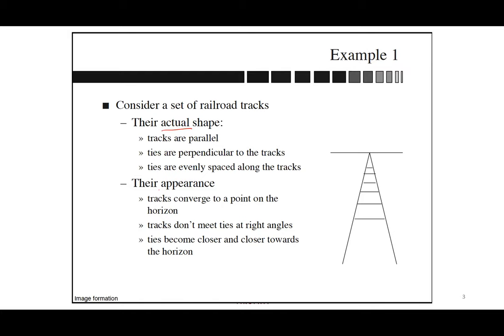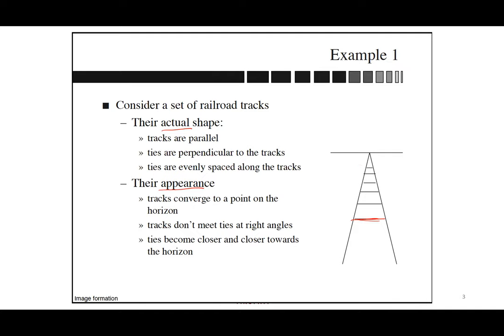Actual world versus how it appears: consider the case of railway tracks. You know that they are parallel, and below those tracks you have what I think are referred to as ties. They are perpendicular to your tracks and usually evenly placed, supporting your railway tracks. If you take a photograph from a direction where your optical axis, your center of projection, is parallel with these parallel lines, then this is how they look. So what would happen?